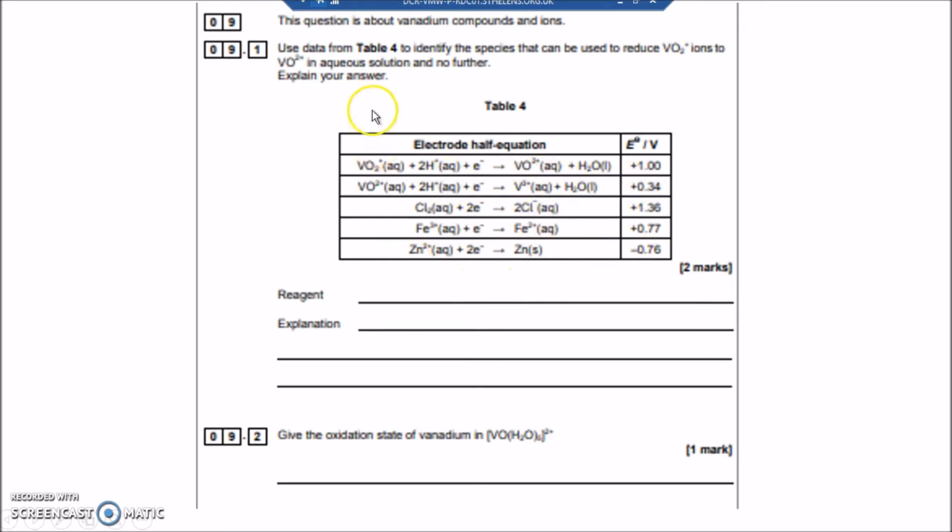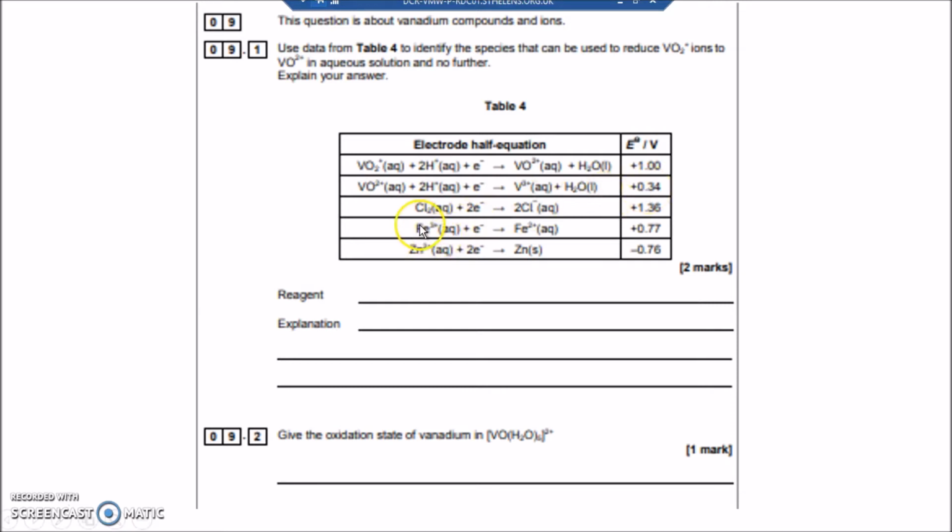It says and no further. So when you make VO2+ here, it could react again. VO2+ plus 2H+ plus an electron goes to V3+ and H2O. It could do this one. So we want this one to go ahead with an electrode potential of 1, but this one not to then go ahead with an electrode potential of plus 0.34.